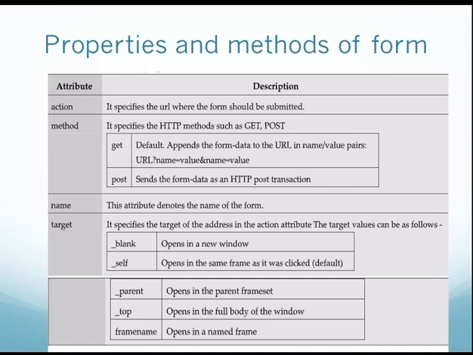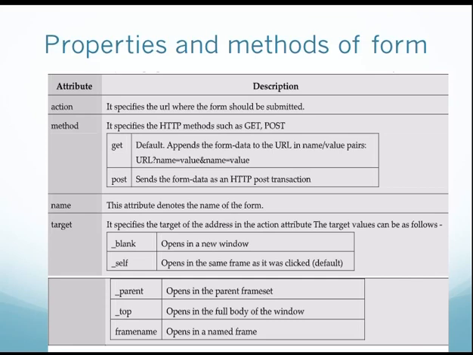Okay, then next is the name attribute. Name attribute basically gives a name. If you want to give a name to your form, you use name attribute. Last one is the target attribute. It basically specifies the target of the address in the action attribute.